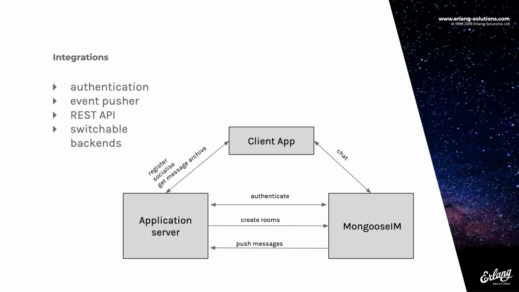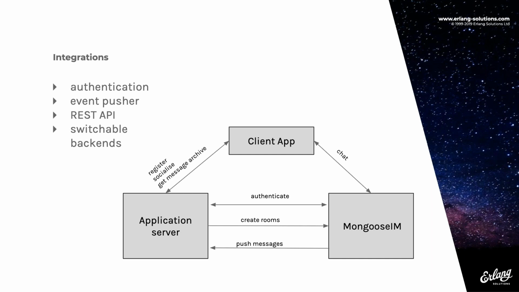Then Mongoose IAM needs to authenticate him. So Mongoose IAM will call applications, because authentication is also pluggable. So Mongoose will call the application server to verify the user's credential. Now, if the guy has a group of friends, then the application server creates a multi-user chat room in Mongoose IAM so that they can share their stories on the application server, but they can chat using Mongoose IAM in the same group.